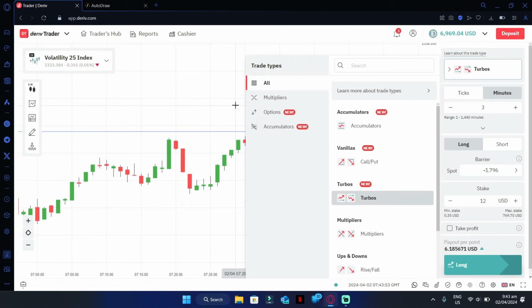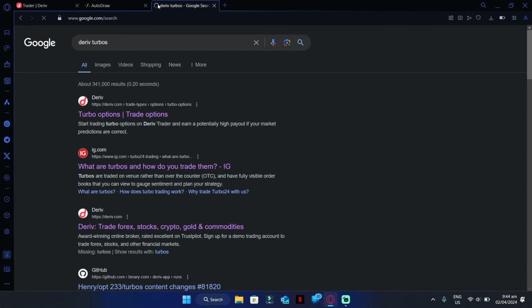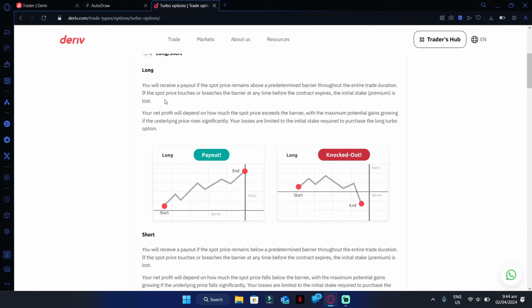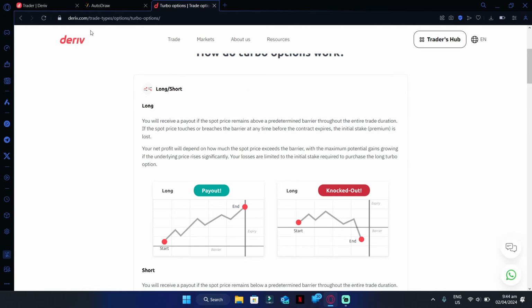Let me just show you something. In case you did not understand what I just explained, let me make use of the Deriv charts. I'll include the link to this page where it explains what tables are. So this is what I was trying to explain. When you go long, it means you're buying. The start is the barrier, right?